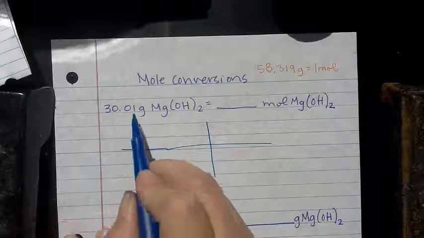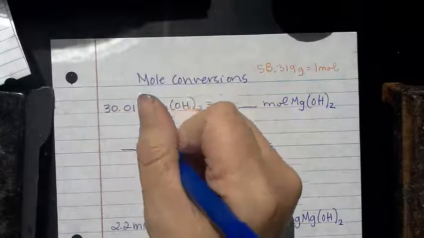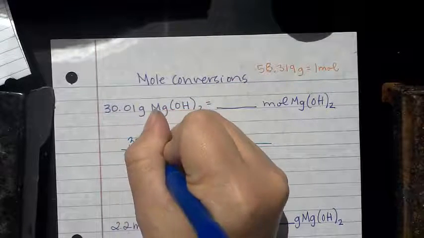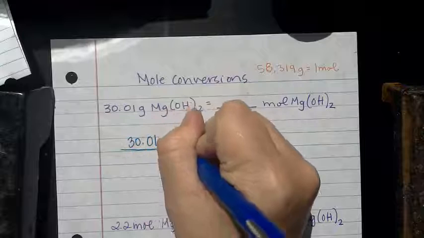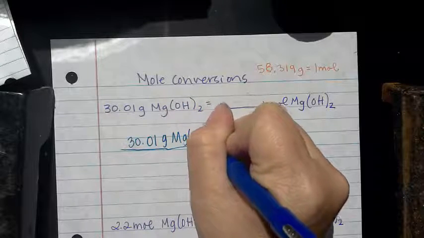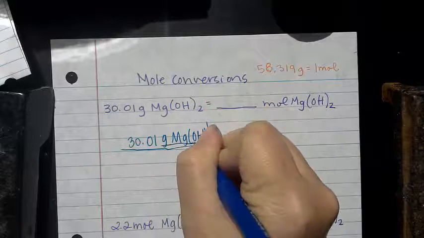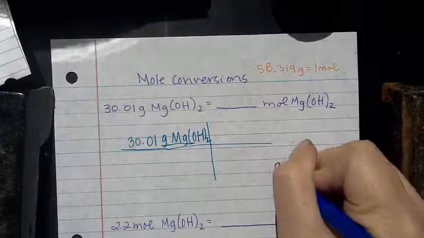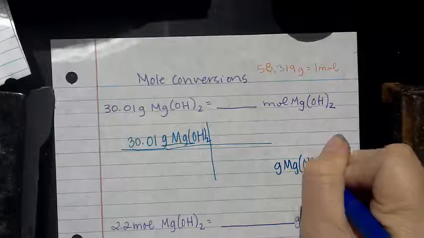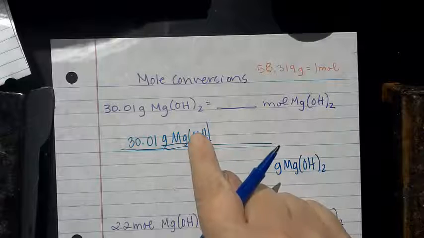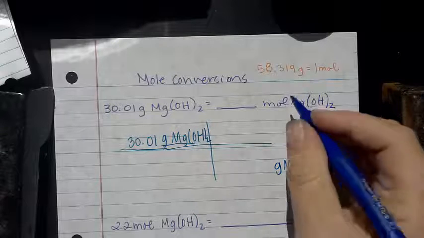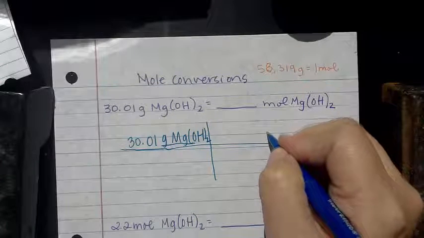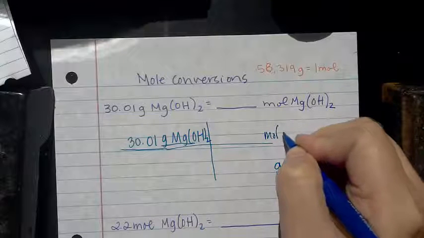And we're going to put our known over on the top left-hand side, so it's 30.01 grams of magnesium hydroxide. We're going to carry this formula and unit down here. Remember, you always carry the formula and the unit down and directly to the right. And then you're going to put the unknown unit and formula up on the top right.